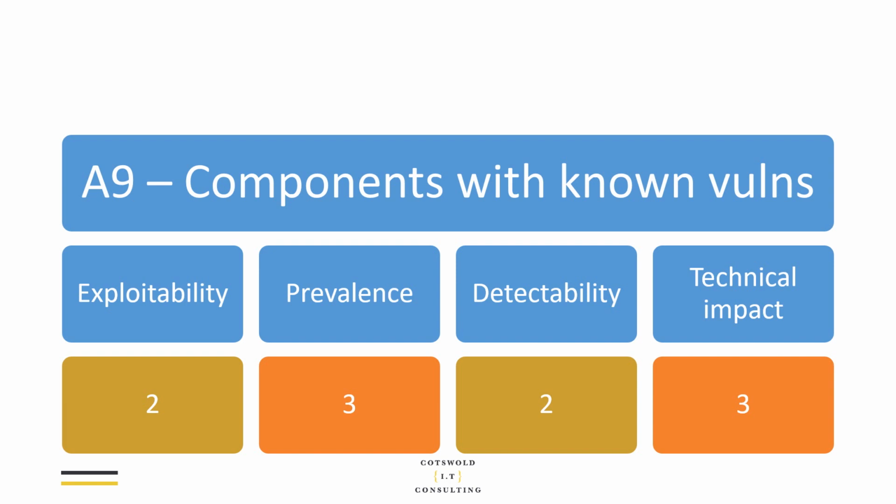And although this is very common, obviously not all vulnerabilities are as easy to exploit as others. And as I mentioned, detectability can vary depending on where exactly the vulnerability is. But possibly unsurprisingly, the technical impact of a vulnerability could be severe because we could be talking about remote code execution and full access to a certain machine or a certain application.